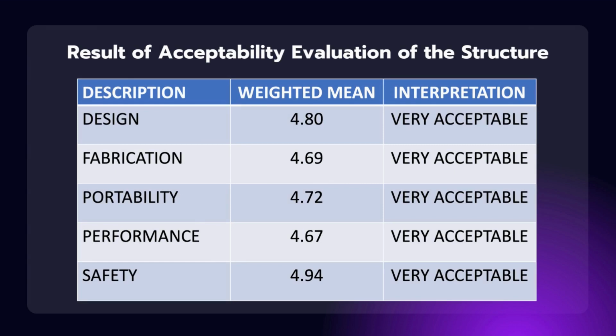The result of acceptability evaluation of the structure. For the description of design, its weighted mean is 4.80 and the interpretation is very acceptable. For the fabrication, weighted mean of 4.69 is very acceptable. For the portability, 4.72 is very acceptable. For performance, 4.67 is also very acceptable. And lastly, for safety, 4.94 for the weighted mean is very acceptable.